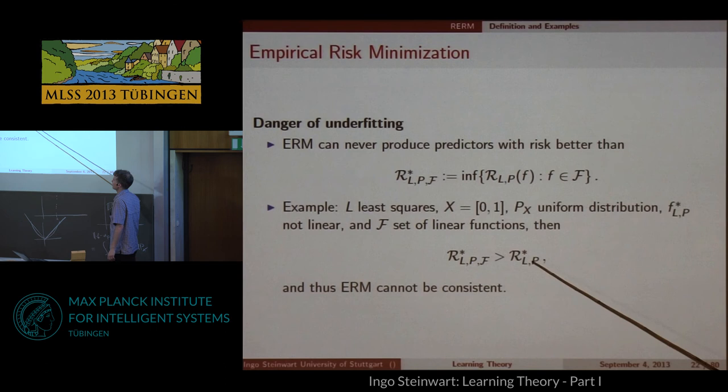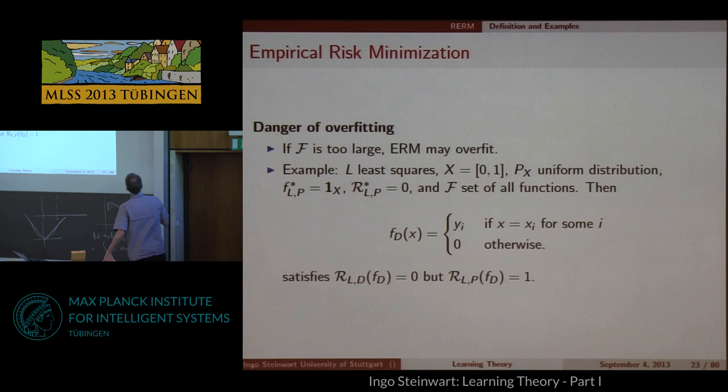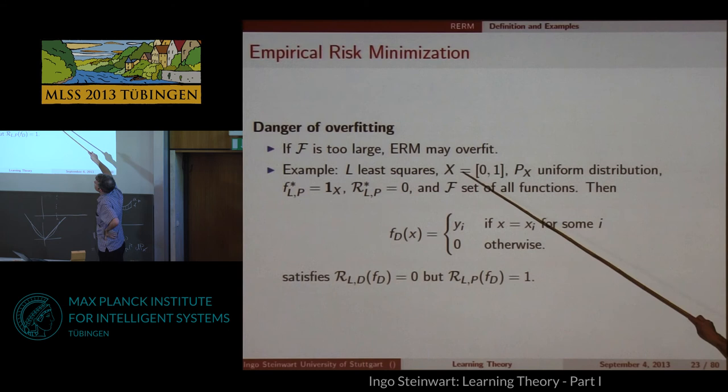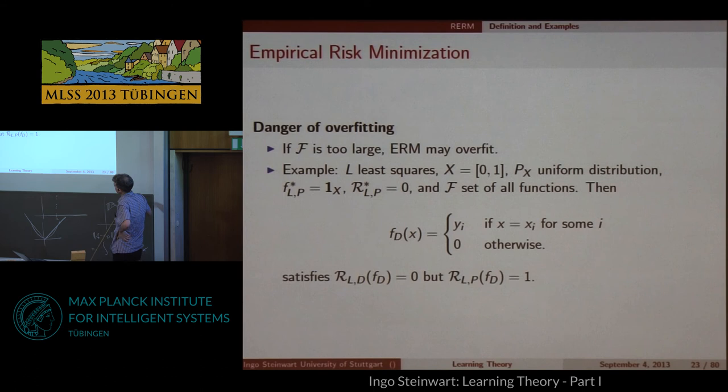And overfitting, last but not least: if the set of functions script F we choose is too large, then certain empirical risk minimization procedures may overfit. And again, here is an example of that situation. We have the same situation. We deal with the least square loss. The set of input samples is the unit interval. We consider the uniform distribution.